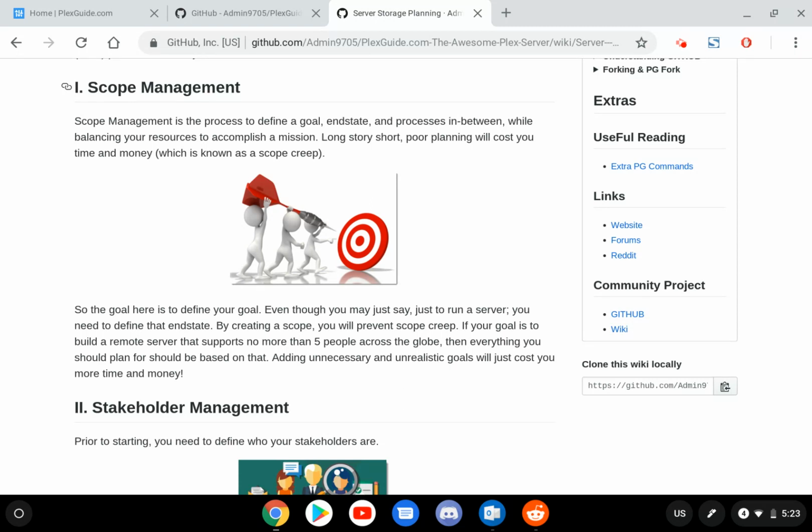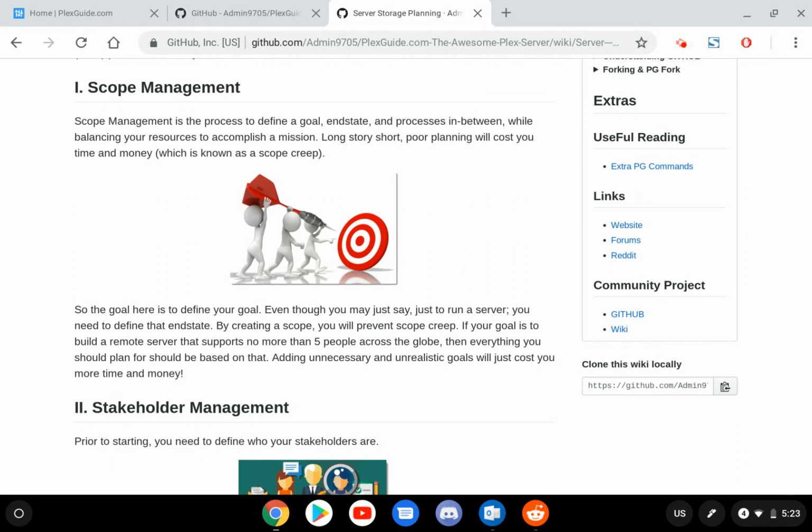So for example, if you decide to get a $100 monthly server, but your scope is to have a server for $50 and you think you're going to collect funds, be aware that people can be cheap, then you may have some scope issues there. So you need to define a goal, an end state, and a process in between while balancing your resources to accomplish the mission.